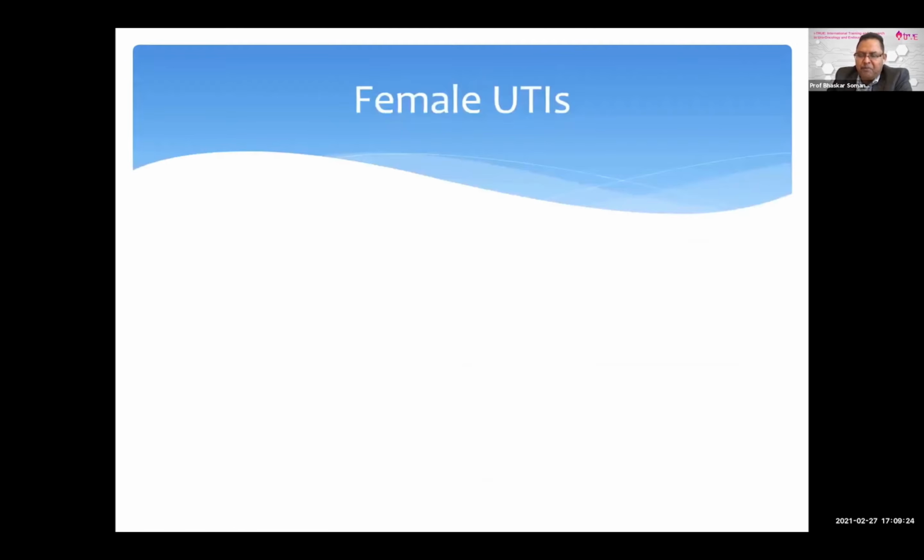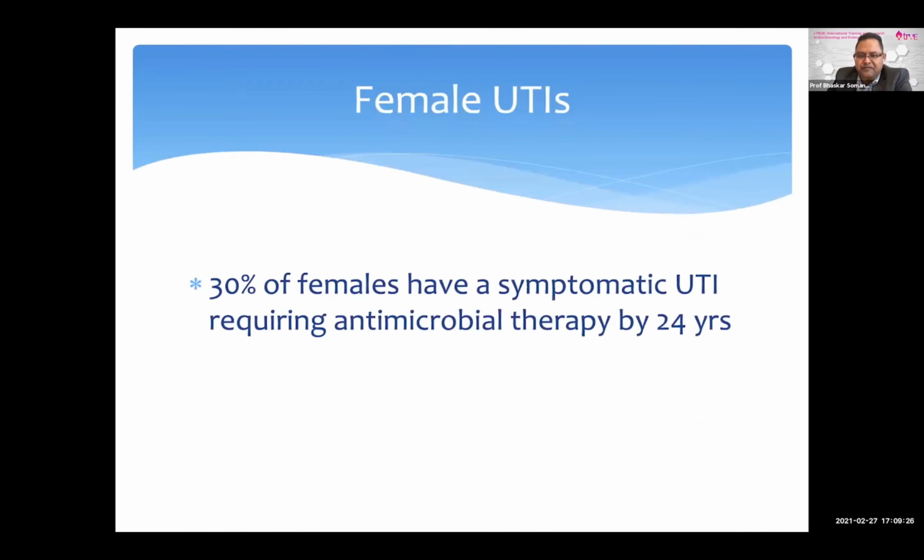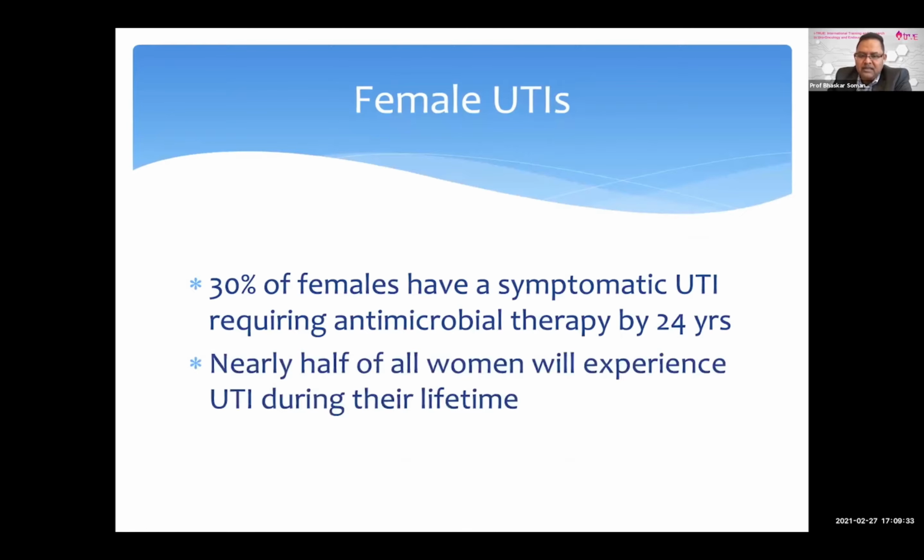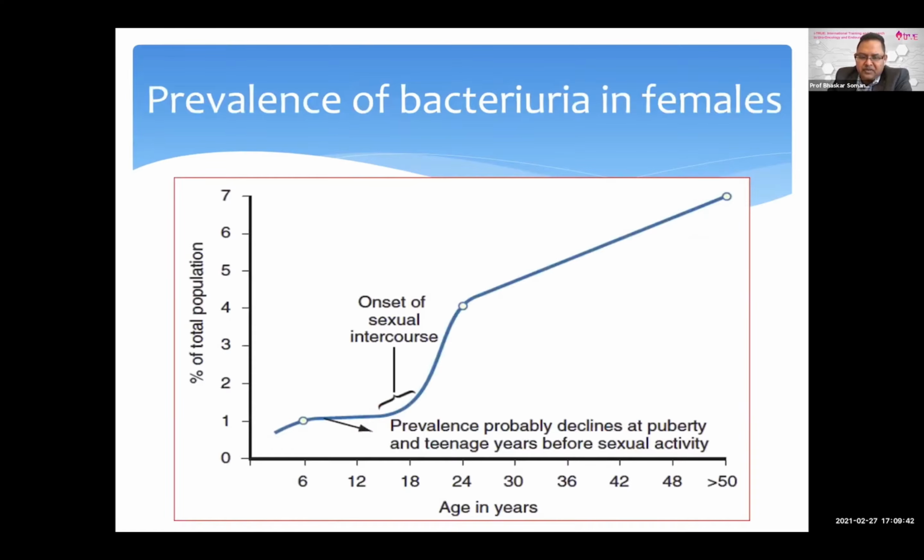Just to recap about the magnitude, 30% of females will have a symptomatic UTI that requires antimicrobial therapy by the age of 24. And nearly half of all women will have a UTI during their lifetime. Can you imagine the magnitude? It's massive. And this is the kind of prevalence. Generally, the prevalence of bacteriuria in females starts with the onset of sexual intercourse, and then it steeply increases between the ages of about 17 to 25, and then keeps on increasing in a more gradual manner.